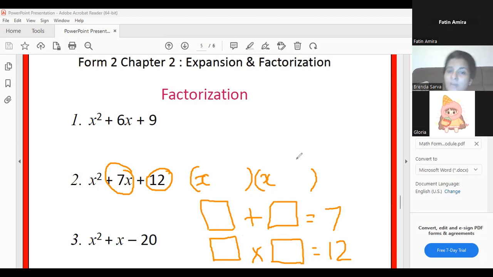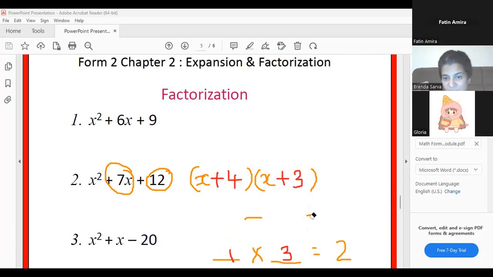Some answers on the chat. Very good, 4 and 3. Well done. So you're going to have 4 times 3, that will give you 12, and 4 plus 3 is going to give you 7. So your factors are x plus 4 and x plus 3. Do you understand now? This is how factorization can be easily understood and done.